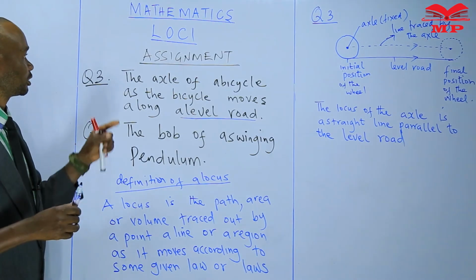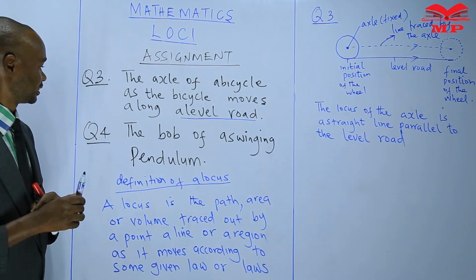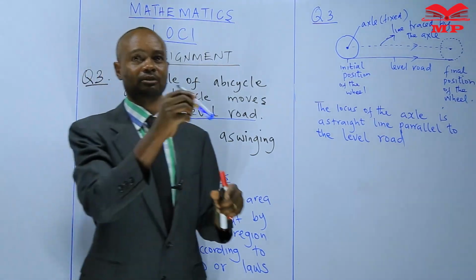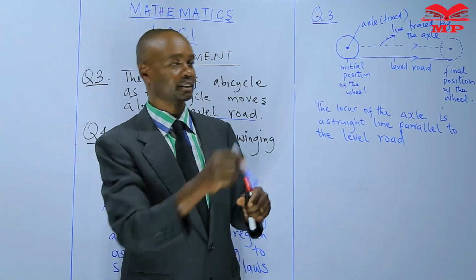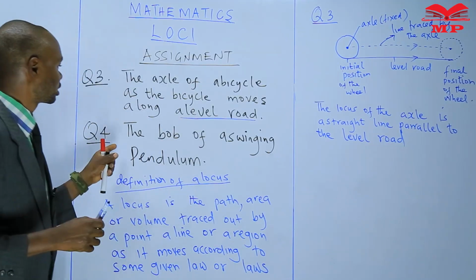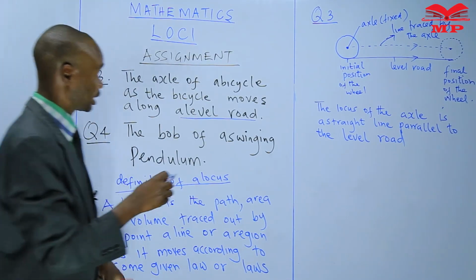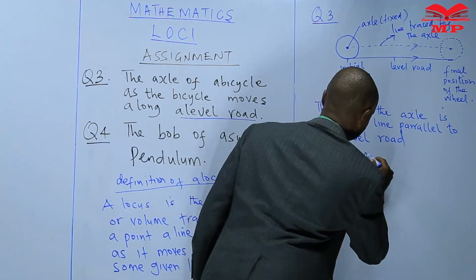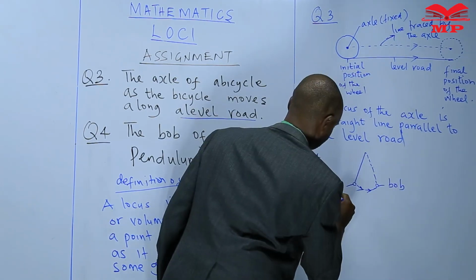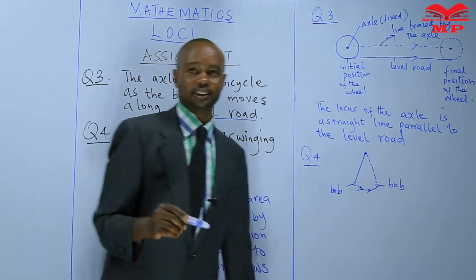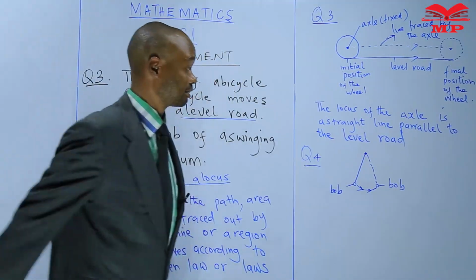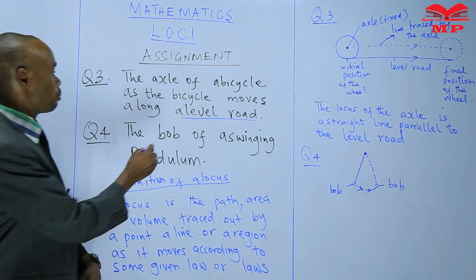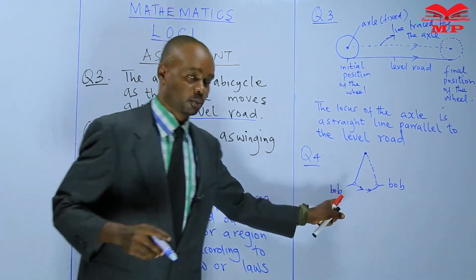Question 4, where you draw the sketch and define the locus. We have the bob of a swinging pendulum. Most of you know what swinging is. So we go to the sketch. The whole of the diagram you see is a swinging pendulum. But what is the question talking about? A bob. You see, that is the bob.